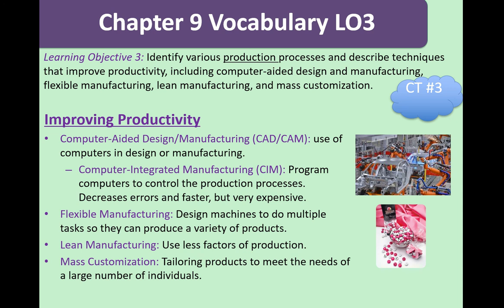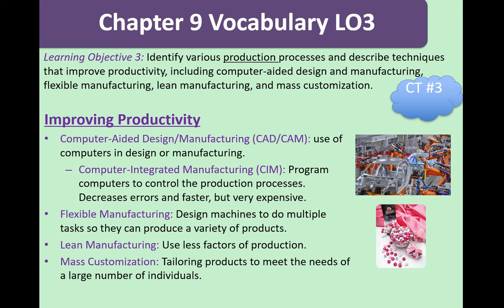What else do we have? We have flexible manufacturing, where you can have a machine that does multiple tasks. They can produce a variety of products. So instead of having one machine just being able to put on tires, you might have that machine be able to put on tires and also put in the windshield, depending on what task you needed done at that time. Lean manufacturing, that's where you're using the least factors of production as possible, right? So you're looking at your process and saying, is there something that we can cut out of this to make it more lean or use fewer factors of production?